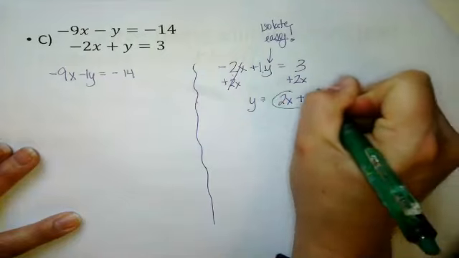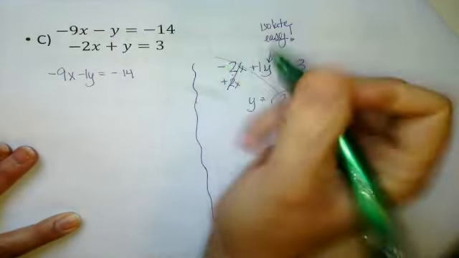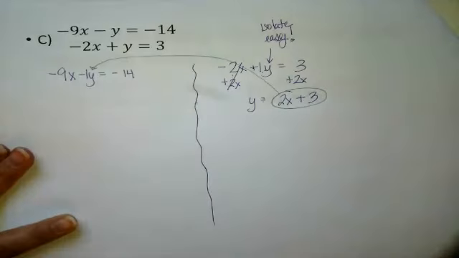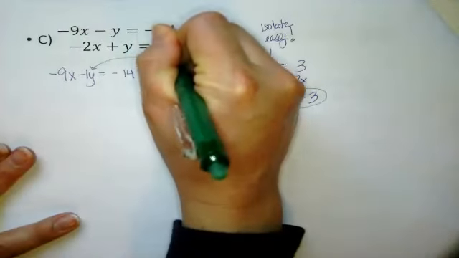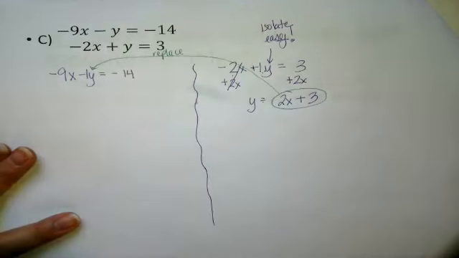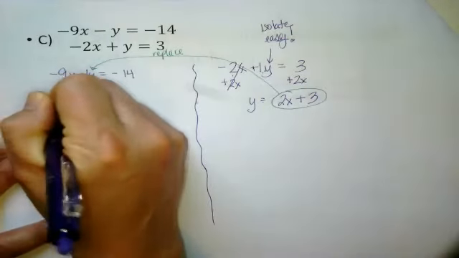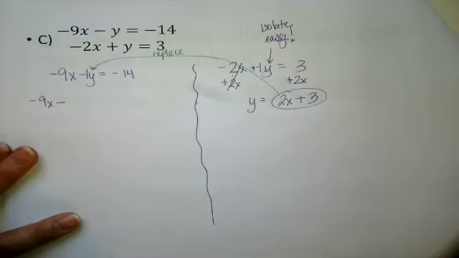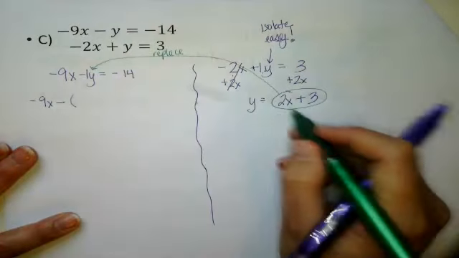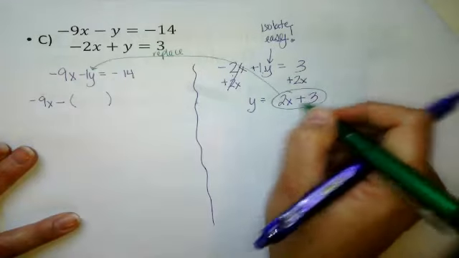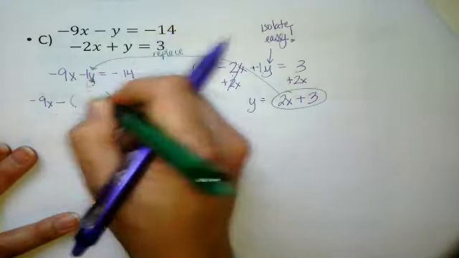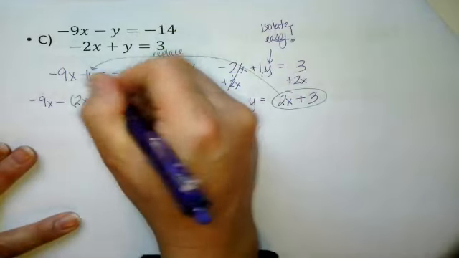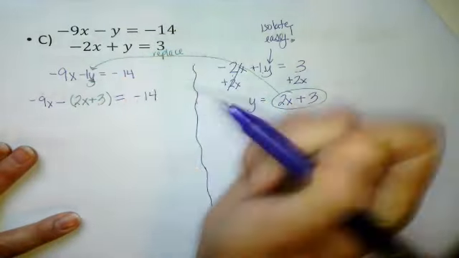So now we get to take this 2x plus 3 and go to this other column and replace the y with 2x plus 3. So we have negative 9x minus, it is a negative 1, but I'm just going to leave it as a negative. And in place of the y, I'm plugging in 2x plus 3. So instead of y, we are replacing it with 2x plus 3. Don't forget to write the rest of your equation.